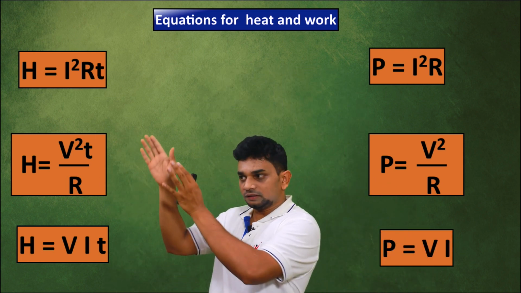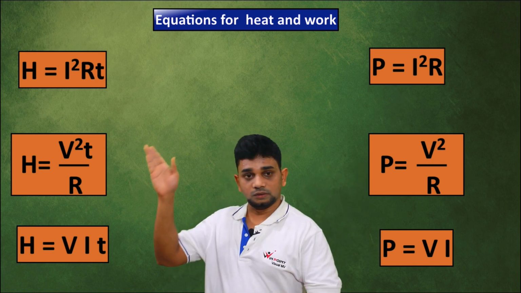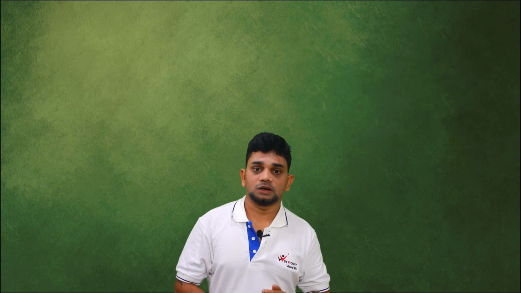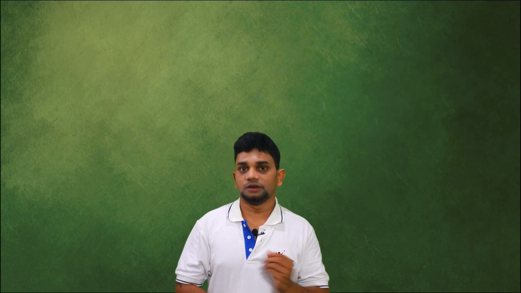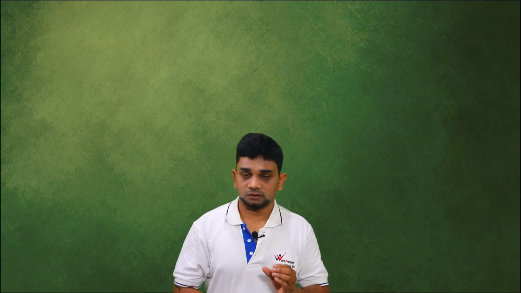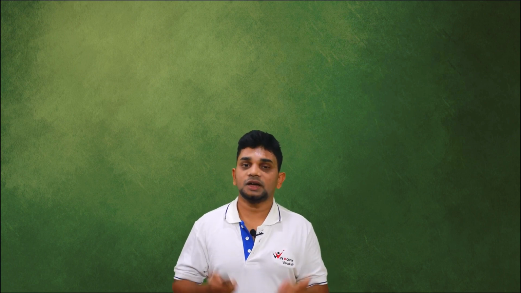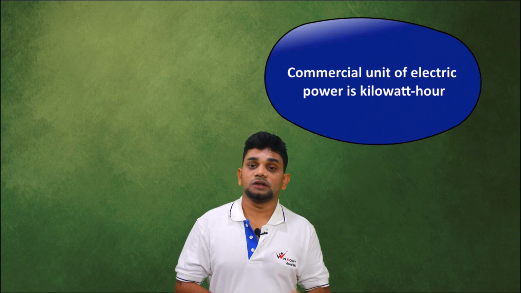So if you are learning this equation, you can learn this. Or if you are learning this equation, you can write this. Commercial unit of electric power is kilowatt hour. Now we are going to discuss electric power. We already discussed it. Power is the rate of work done. The unit of power is watt. To measure the electric current industrially, we need a big unit. That unit is kilowatt hour. Commercial unit of electric power is kilowatt hour.